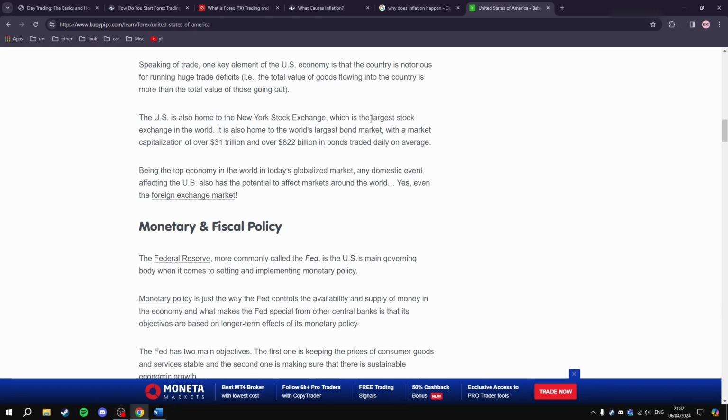Speaking of trade, one key element of the US economy is that the country is notorious for running huge trade deficits, i.e. the total value of goods flown into the country is more than the total value of those going out. The US is also home to the New York Stock Exchange, which is the largest stock exchange in the world. It is also home to the world's largest bond market, with a market capitalization of over $31 trillion and over $822 billion in bonds traded daily on average. Being the top economy in the world in today's globalized markets, any domestic event affecting the US also has the potential to affect markets around the world. Yes, even the foreign exchange markets.